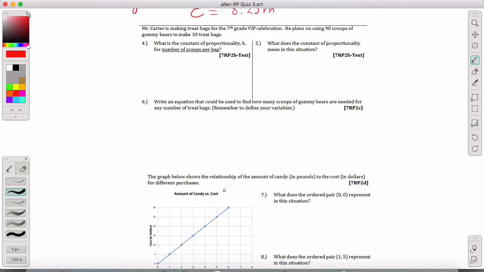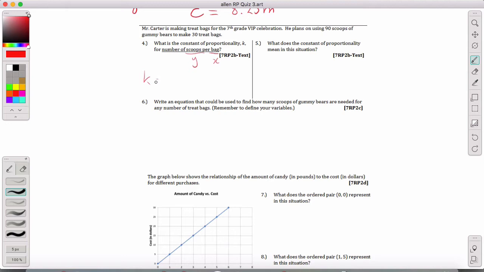Next, question 4. Mr. Carter is making treat bags for the 7th grade VIP celebration. He plans on using 90 scoops of gummy bears to make 30 treat bags. What is the constant of proportionality K for number of scoops per bag? Okay, so scoops is going to be my Y thing per 1 bag. That's going to be my X thing.